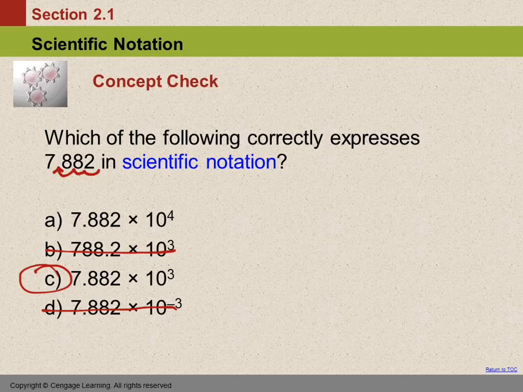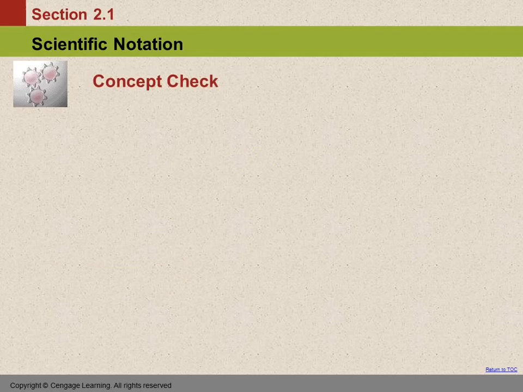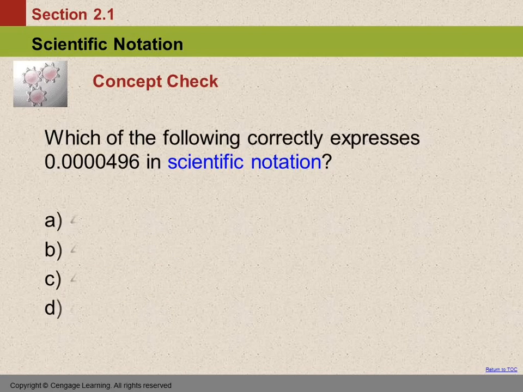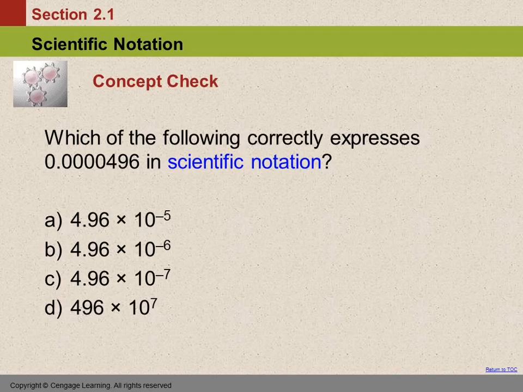Okay, any questions? So the correct answer is C. Let's do another one. Which of the following correctly expresses 0.0000496 in scientific notation?